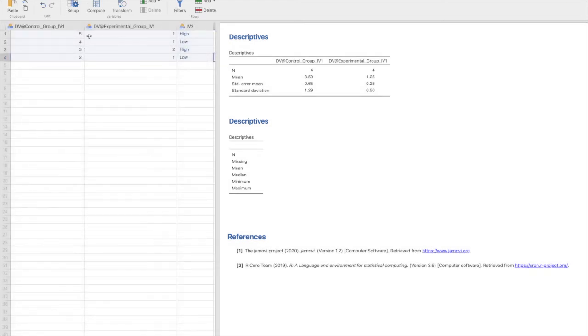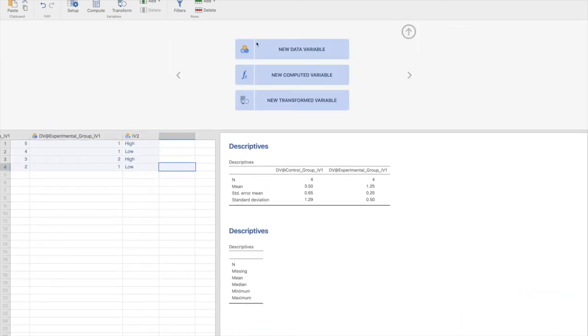So what do I do? Well, I go back in my data and I say, I need to average these two scores together, to just get a pure estimate of my dependent variable that ignores independent variable 1. How do you do that?